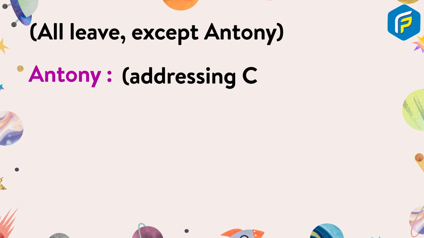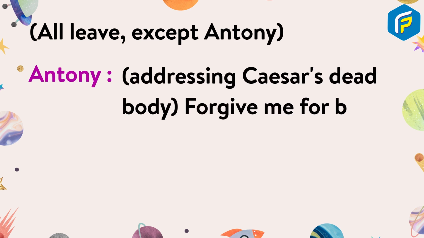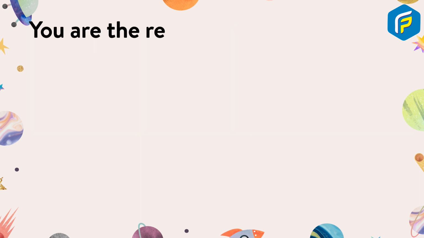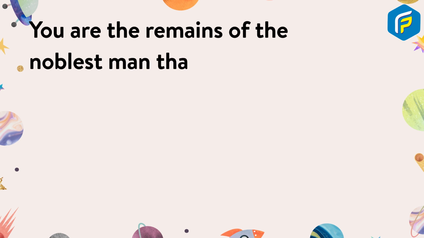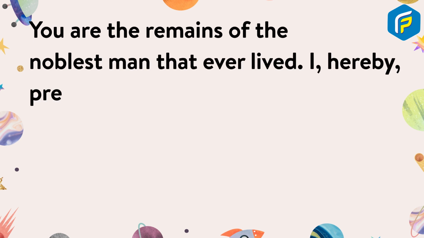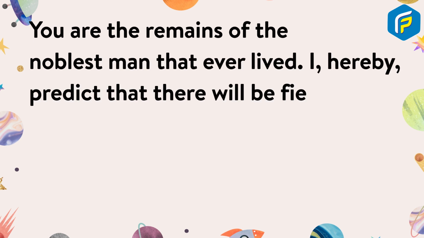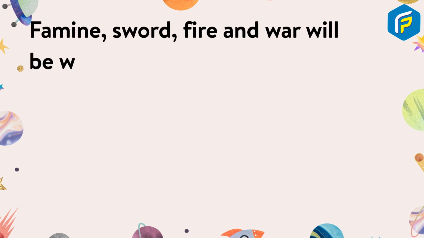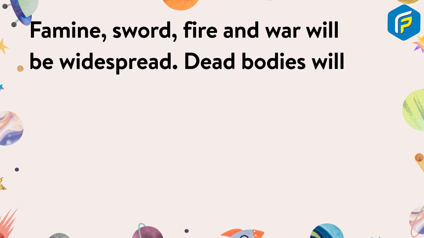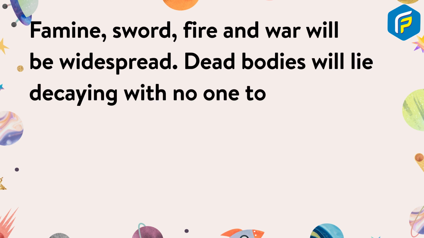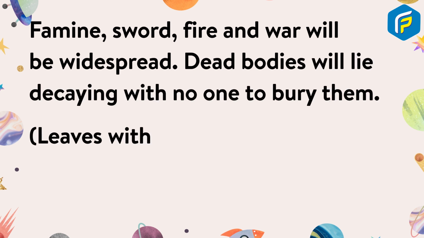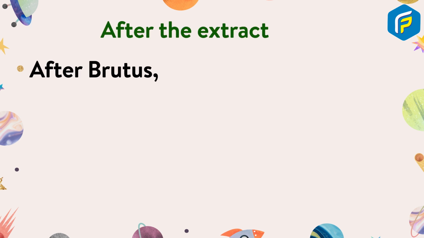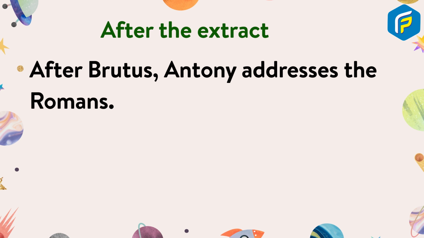Antony, addressing Caesar's dead body: Forgive me for being polite and submissive with your murderers. You are the remains of the noblest man that ever lived. I hereby predict that there will be fierce civil war, famine, sword, fire and war will be widespread. Dead bodies will lie decaying with no one to bury them. Leaves with Caesar's body.